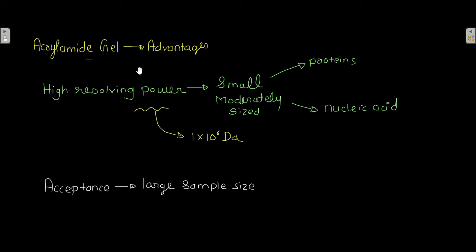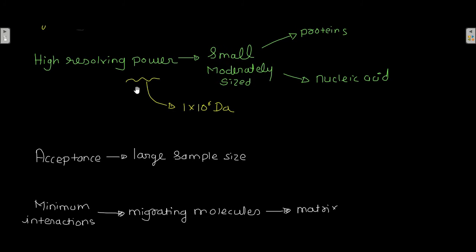Now this polyacrylamide gel has high resolving power for small or moderately sized molecules such as proteins and nucleic acids. You can resolve molecules up to 1 × 10^6 Daltons. That's the limit of the resolving power of this polyacrylamide gel. Now this system accepts a considerably large sample size. That is another advantage.